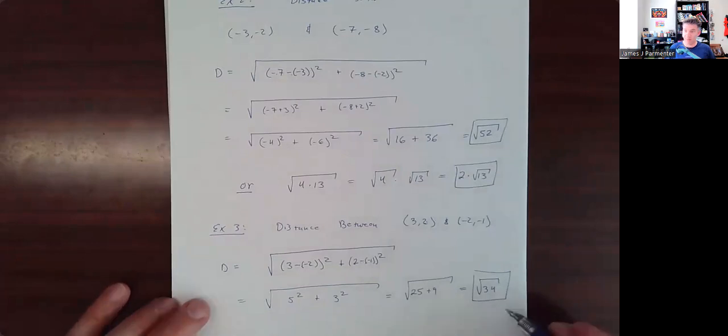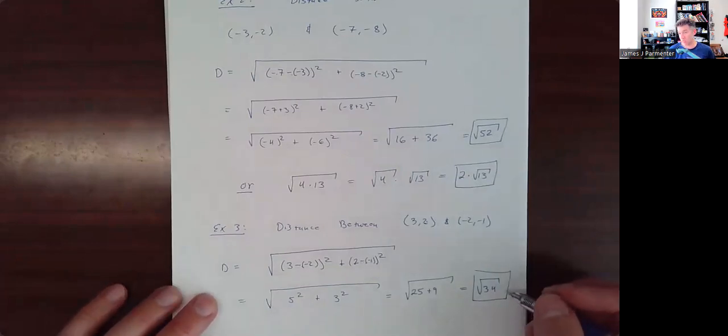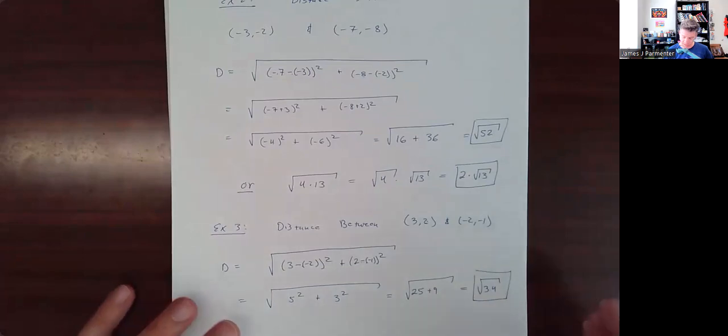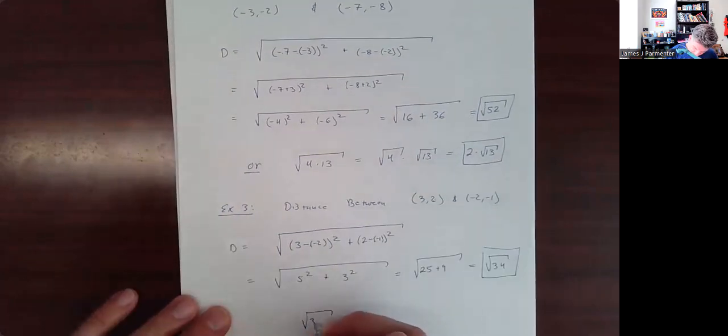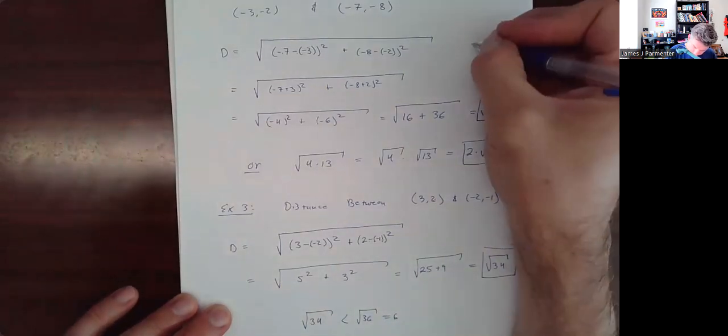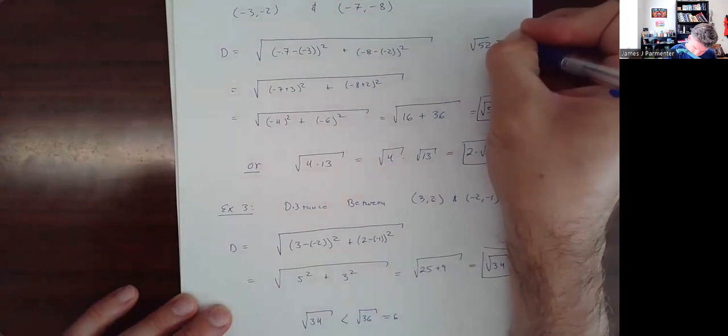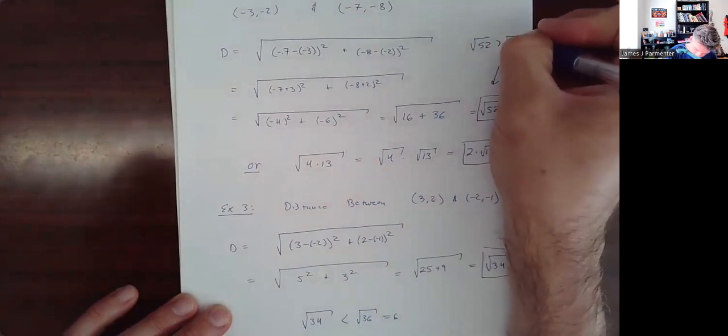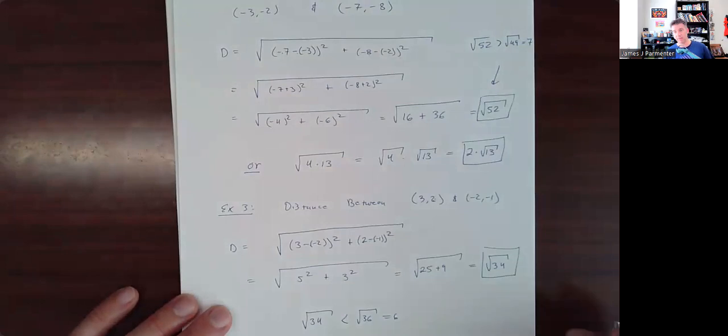Likewise, square root of 34 is just a little bit smaller than 6 because it's smaller than the square root of 36. It's good to have that kind of number sense that, oh yeah, square root of 34 is definitely less than the square root of 36, which is 6. And the square root of 52 is bigger than the square root of 49, which is 7. I like to think about those kind of things.